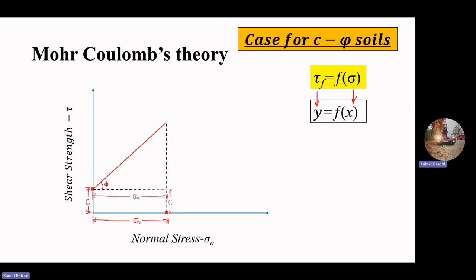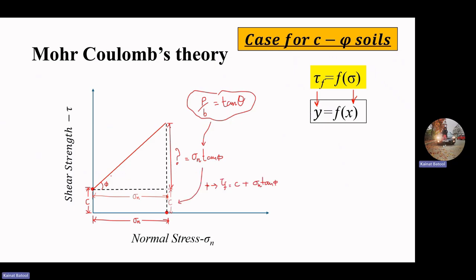So now we have the angle, we have the base. We will use this basic trigonometry formula and calculate this segment as sigma n into tan phi. Now adding these two parameters, we can calculate the tau f equation, that is c plus sigma n tan phi, and we know this is the equation of shear strength. So tau f is basically your shear strength value, c is the cohesion, sigma n is the normal stress, and phi is the angle of friction provided.